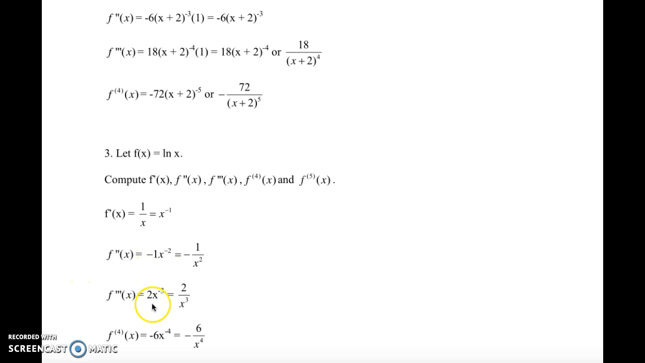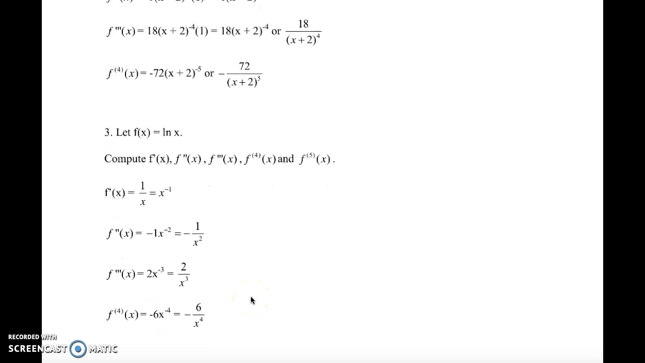Going ahead and taking the third derivative, negative times negative is a positive 2, x to the negative 3. So our third derivative is going to be 2 over x cubed. Fourth derivative, we're going to take these two. It's going to become minus again. So notice we're rotating signs here. And so we have negative 6x to the negative 4 power, which is negative 6 over x to the fourth.